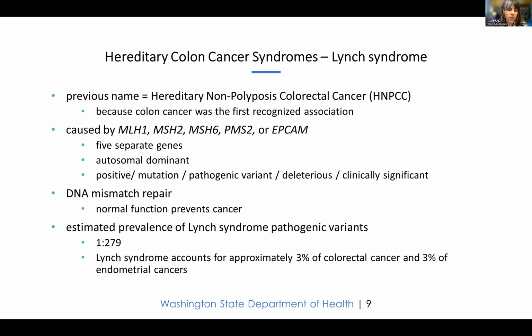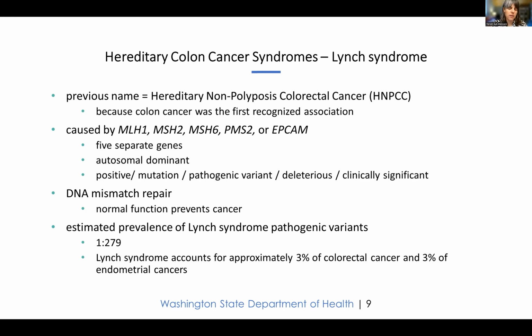Similarly to BRCA1 and 2, there are multiple genes that can cause this condition. Those 5 genes are listed on this slide. Again, they are separate genes. A mutation in any one of them will cause Lynch syndrome. They also are autosomal dominant.